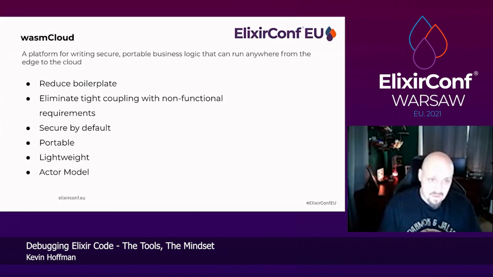So wasmCloud is a platform for writing secure, portable business logic that can run anywhere, from the edge to the cloud. Our goals with it were primarily to reduce the amount of boilerplate that people were writing in microservices and functions as a service in the cloud. We want to eliminate tight coupling with non-functional requirements. We feel that people should be writing features and not non-functional requirements code. We wanted the platform to be secure by default, and taking advantage of WebAssembly, we wanted the units of deployment to be portable and lightweight, and we also embraced the actor model for the units of deployment.